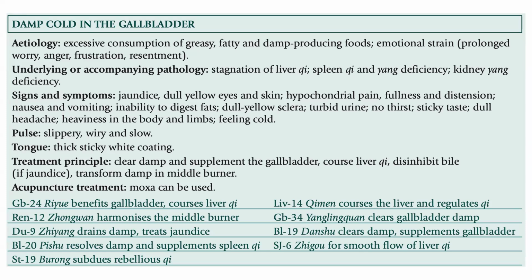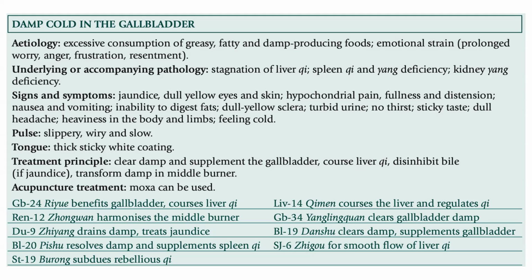The signs and symptoms: jaundice, dull yellow eyes and skin, hypochondrial pain, fullness and distension, nausea and vomiting, inability to digest fats, dull yellow sclera, turbid urine, no thirst, sticky taste, dull headache, heaviness in the body and limbs, and feeling cold. The pulse will be slippery, wiry, and slow, and the tongue will have a thick, sticky white coating. The treatment principle: clear damp and supplement the gallbladder, course liver qi, disinhibit bile if there is jaundice, and transform damp in the middle burner.